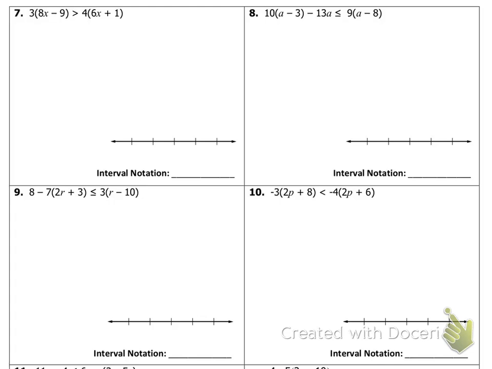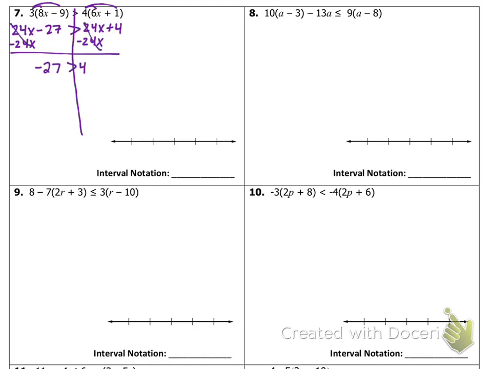So for 7, the first thing we do is distribute. We're going to draw a line down the center, and 3 times 8x is 24x. 3 times -9 here is -27. You're going to bring down that greater than sign, and then 24x plus 4. We're going to subtract 24x from both sides. Remember, we always subtract the right side from the left side so that our variable is on this side. So we always want to subtract the variable to the left side first. Both 24x's cancel, so we have -27 is greater than 4.